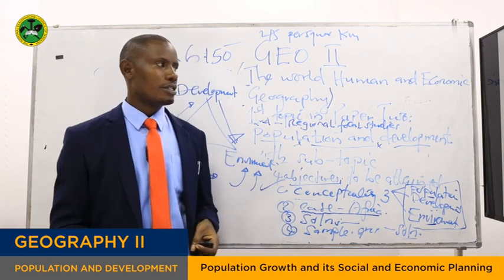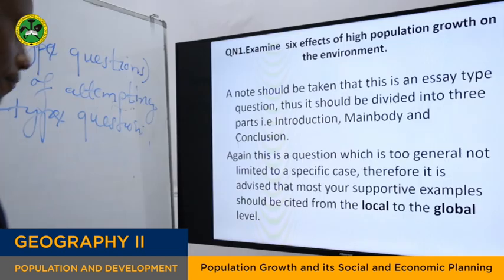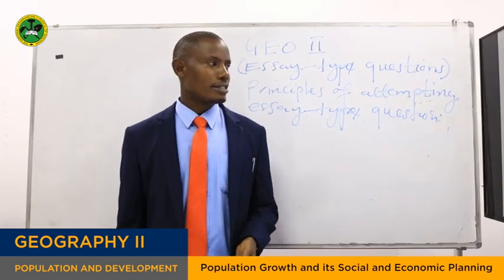The first question is: examine 6 effects of high population growth on the environment. Then question number 2 is: account for 6 measures in place to control urban populations, citing your examples from Tanzanian city areas. And the last one is: suggest 6 measures to be taken by the Tanzanian government so as to manage the urban populations.